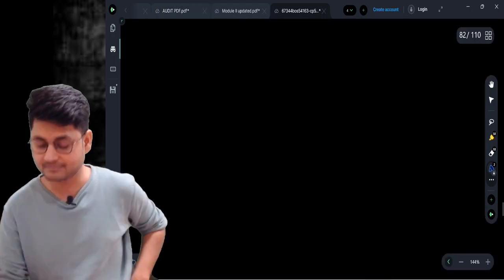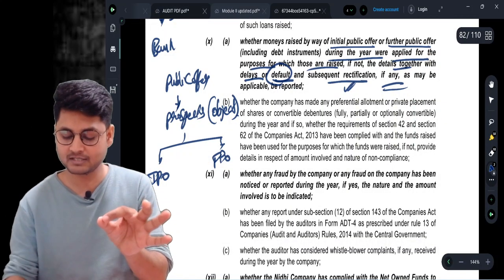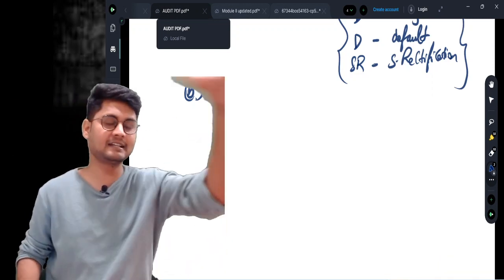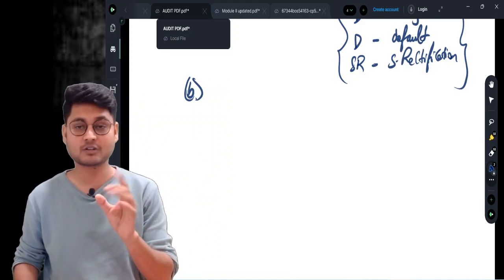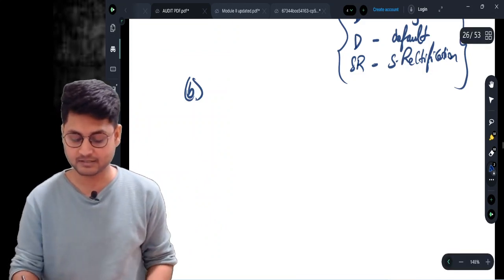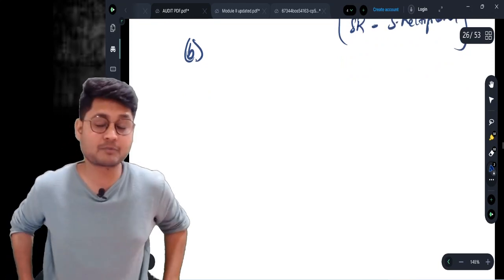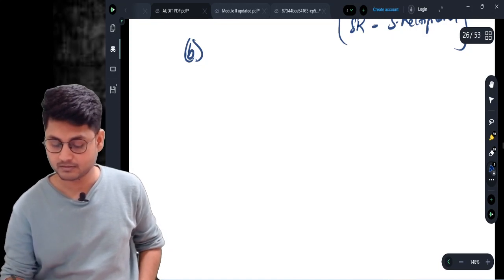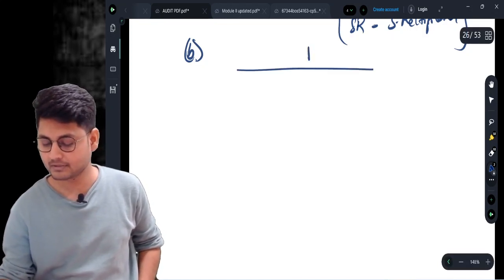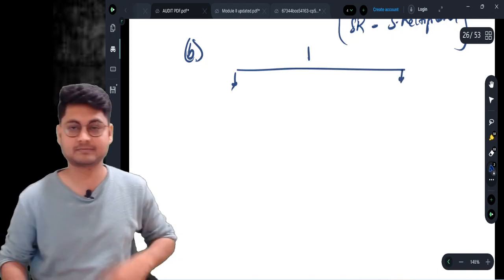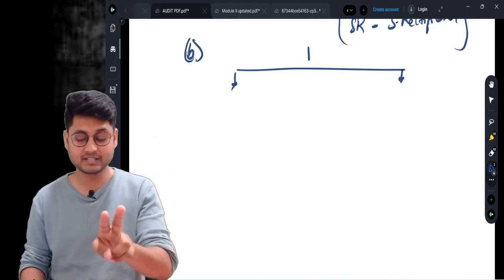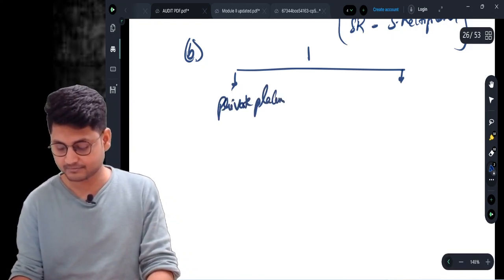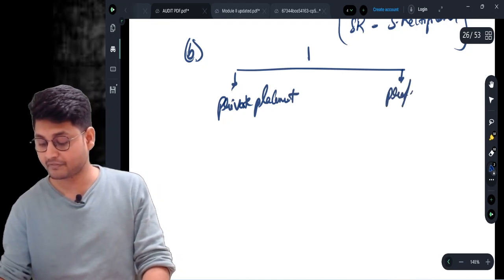Come to subclause number B. It talks about two things. Previously in subclause number A, I talked about public offer. Shares are being offered to public, so the entire general public can just come and buy. In subclause number B, one thing you need to understand: there are different types of offers. One is public offer. The second one is private placement or preferential allotment.